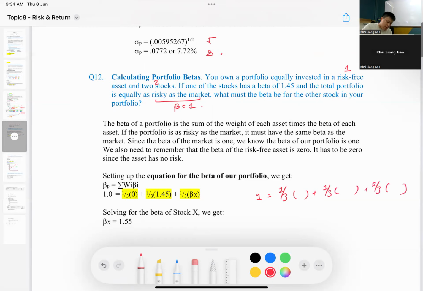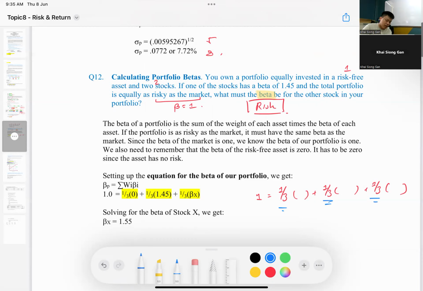Okay. Now, what I'm calculating is what must be the beta for the other stock in your portfolio. I want to calculate the risk, the beta. Beta is the risk. Now, in terms of weightage, 1 over 3 are the weightage. So all these are my weightage. Because I put 1 over 3 in one risk-free asset, 1 over 3 in one stock, and 1 over 3 in another stock.